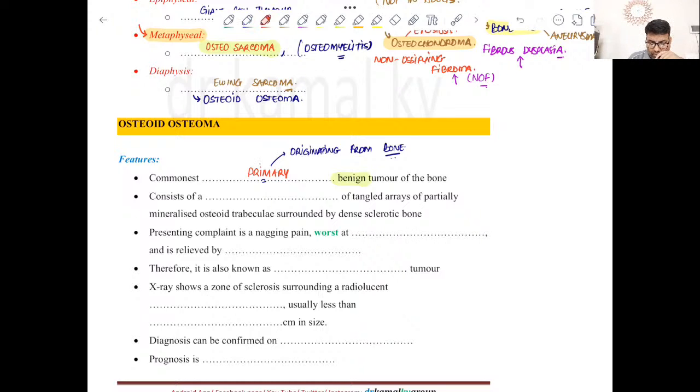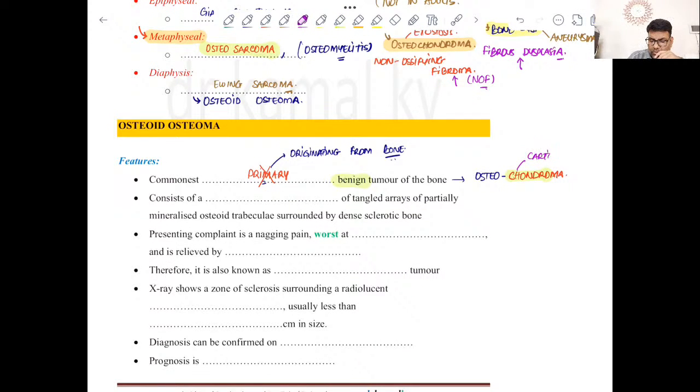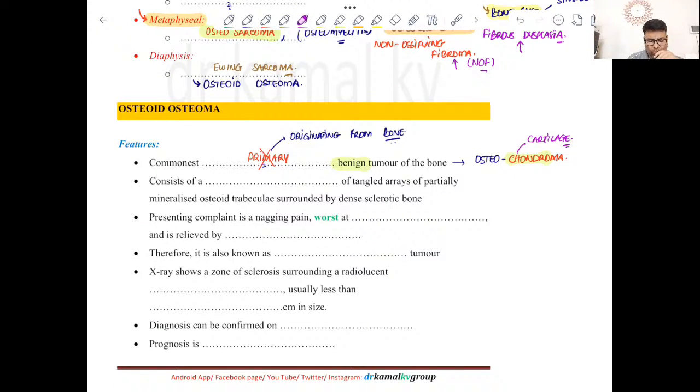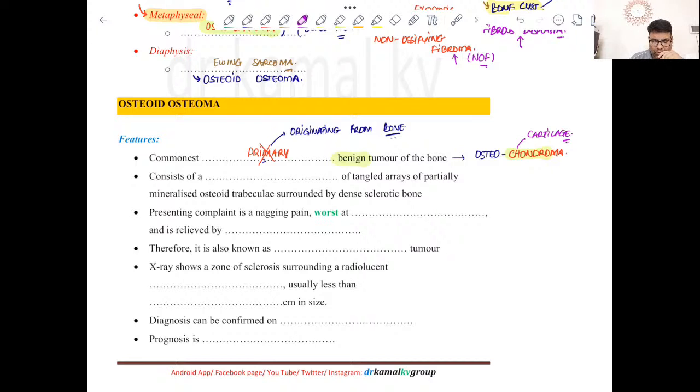Now suppose I remove the word primary from here and simply say commonest benign tumor of bone. Here the answer will change to osteochondroma, right? And if you know the meaning of the word chondro, it actually means cartilage. So the tumor has some bony component and some cartilaginous component, although we will come to this entity later on. Right now we will focus more on osteoid osteoma, which is the commonest primary benign tumor of bone.